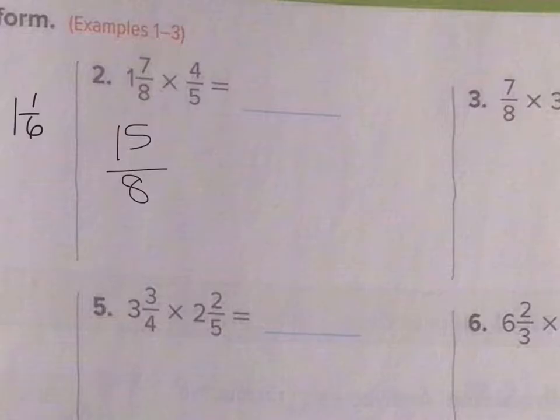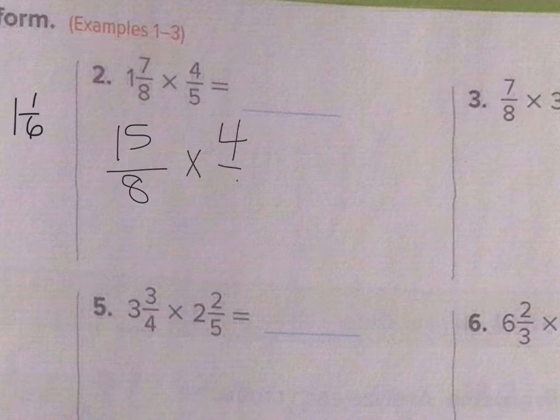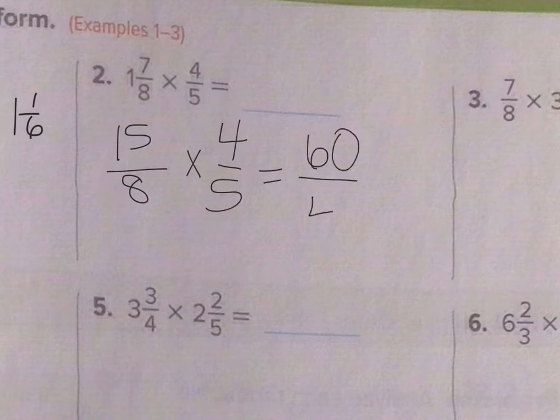For this problem, we start with 1 7/8, which equals 15/8 times 4 over 5. Top times top and bottom times bottom is 60 over 40, which is 6 over 4, which is 1 1/2.